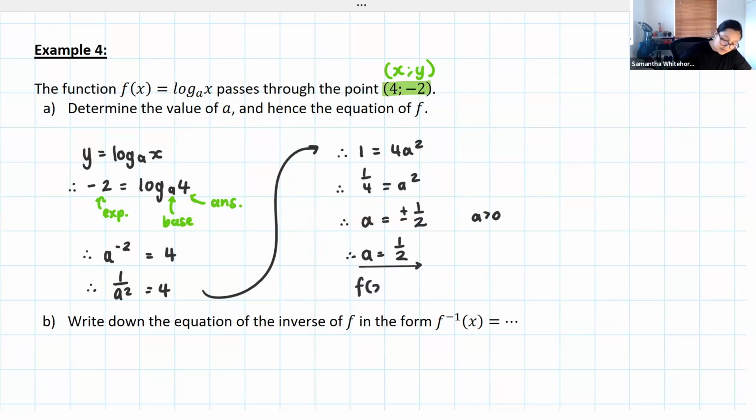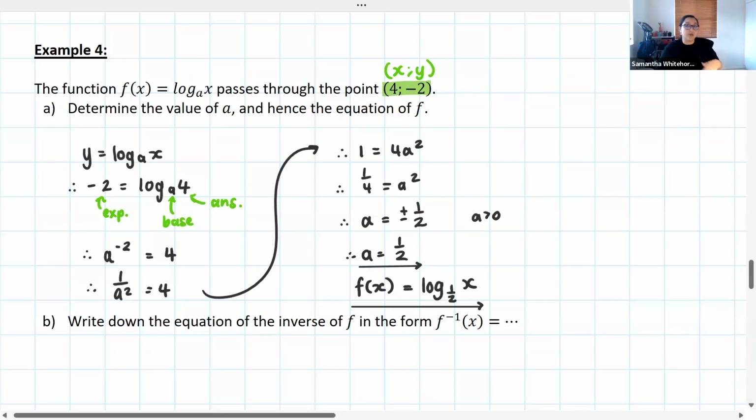The second part said then find the equation. So f of x is equal to log base a half x. So once we have a, we've got the equation. We don't need to stress. It's getting a that might take a bit of work. However, the whole point of us doing all of those basic conversions at the start of the lesson was so that we could do something like this.